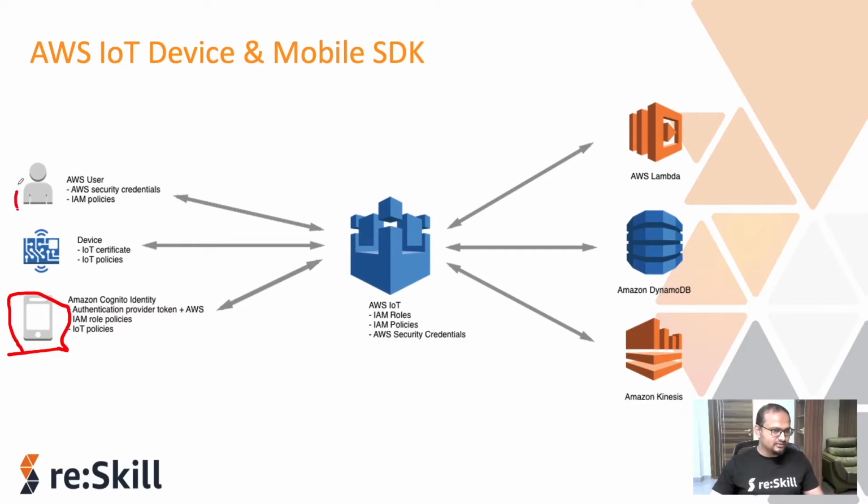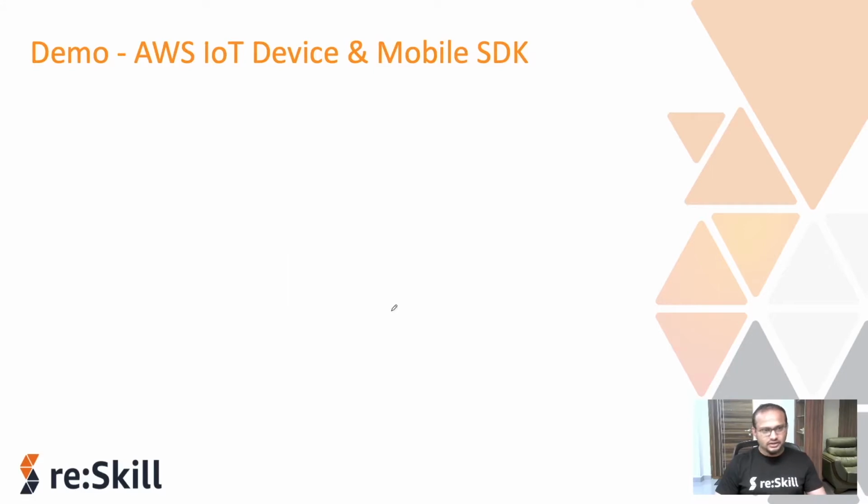Similarly, when an AWS user has the credentials or permissions, an IAM user with the policies attached, it can publish or subscribe to messages in AWS IoT. Or we can have a device with an IoT certificate and policies attached to that certificate, so a device can be communicating with AWS IoT. This is something that we will look further into. We will look into how we can use different tools to communicate with AWS IoT core.